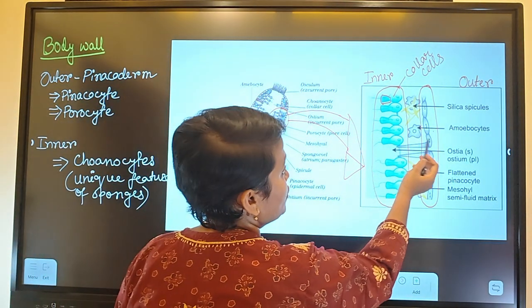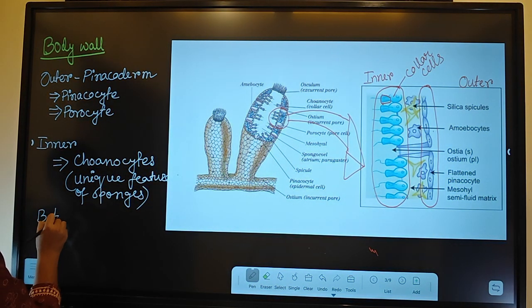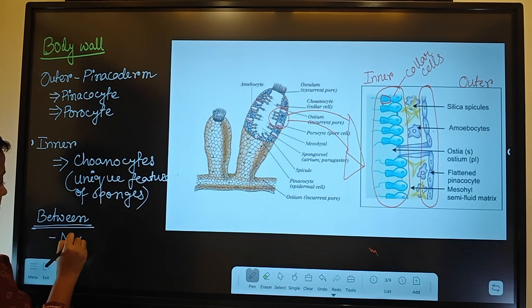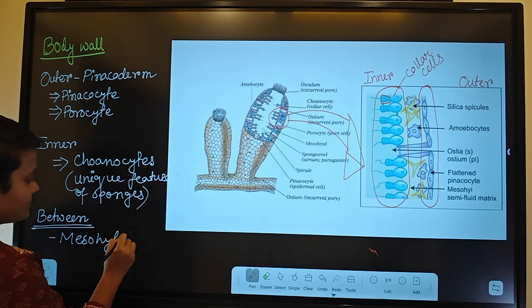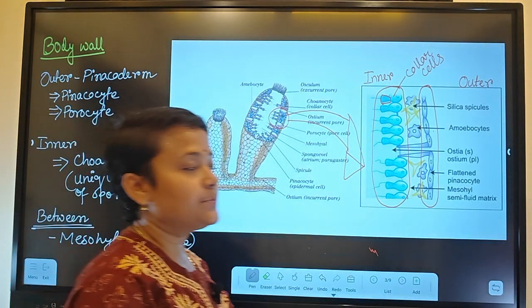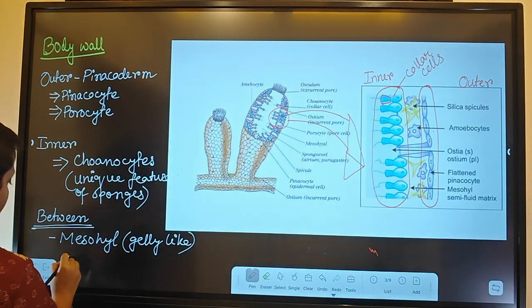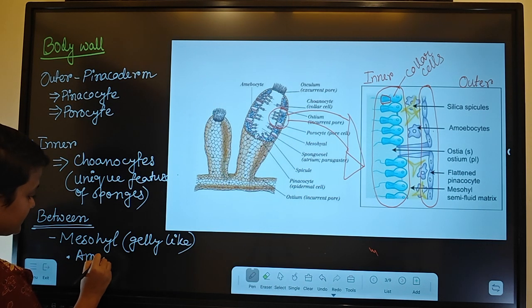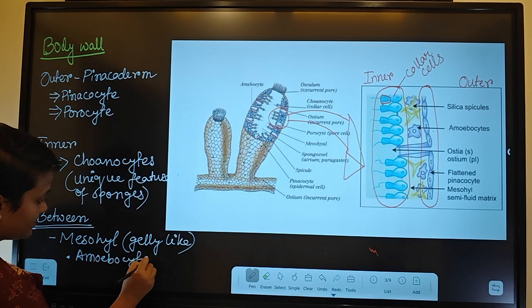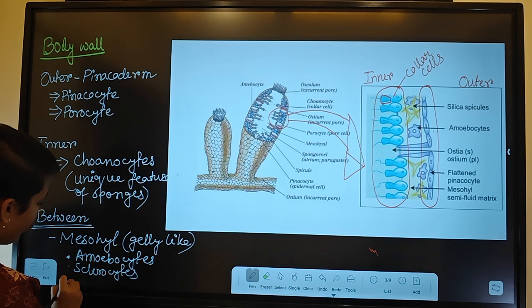Now between the two layers there will be a jelly like substance which is called mesohyl. In this jelly like substance, there will be some cells. What are those cells? It may be amoebocytes, sclerocytes, and archaeocytes.